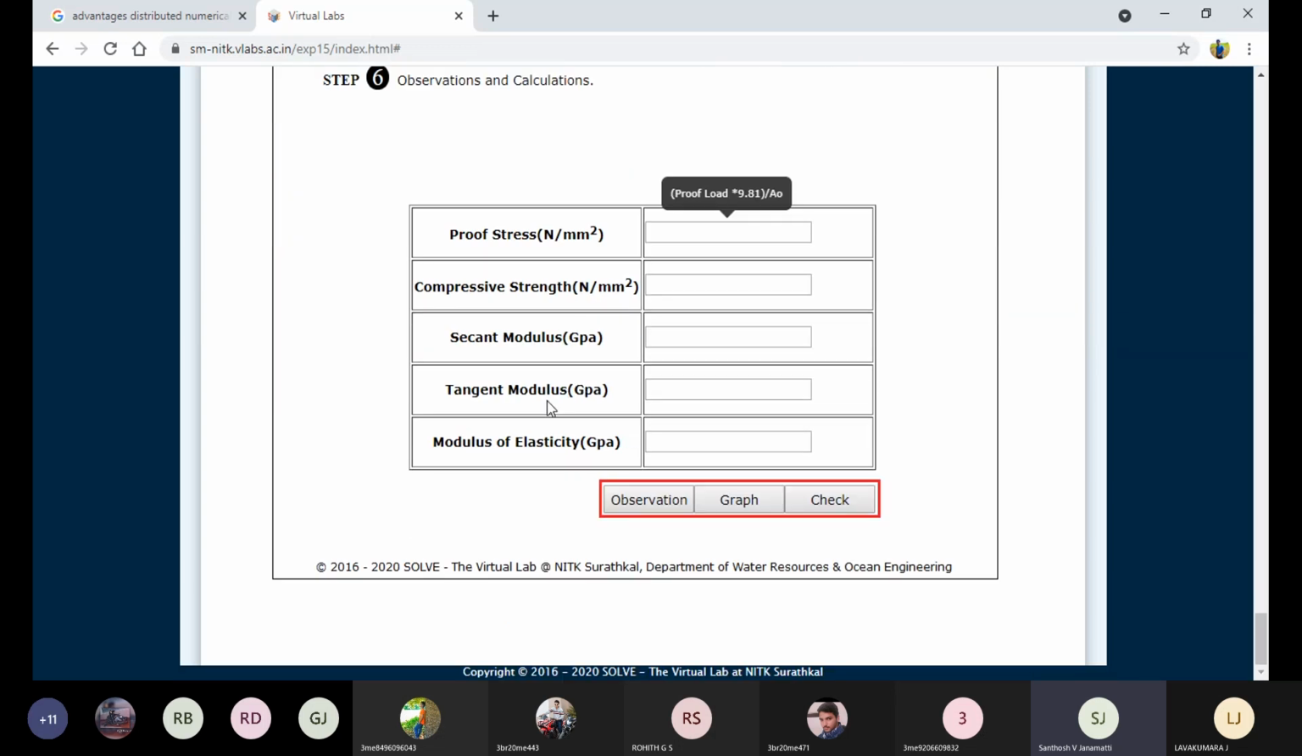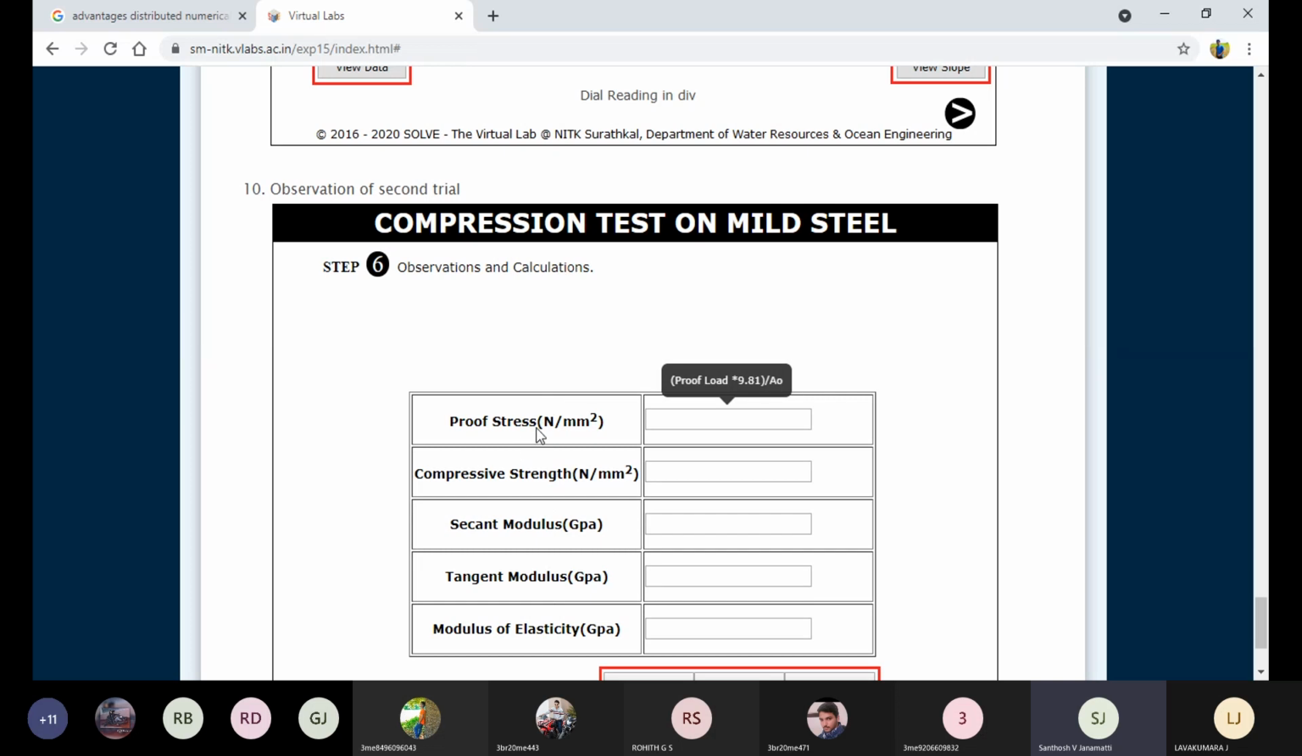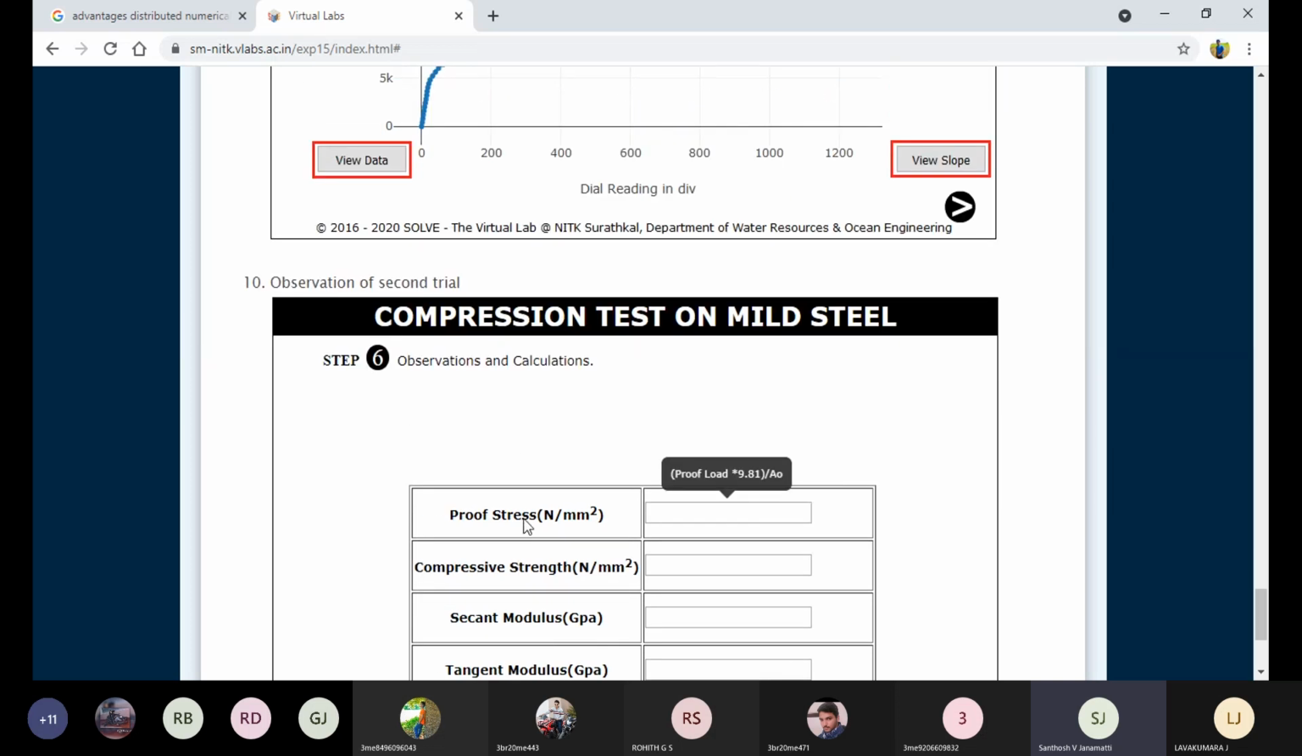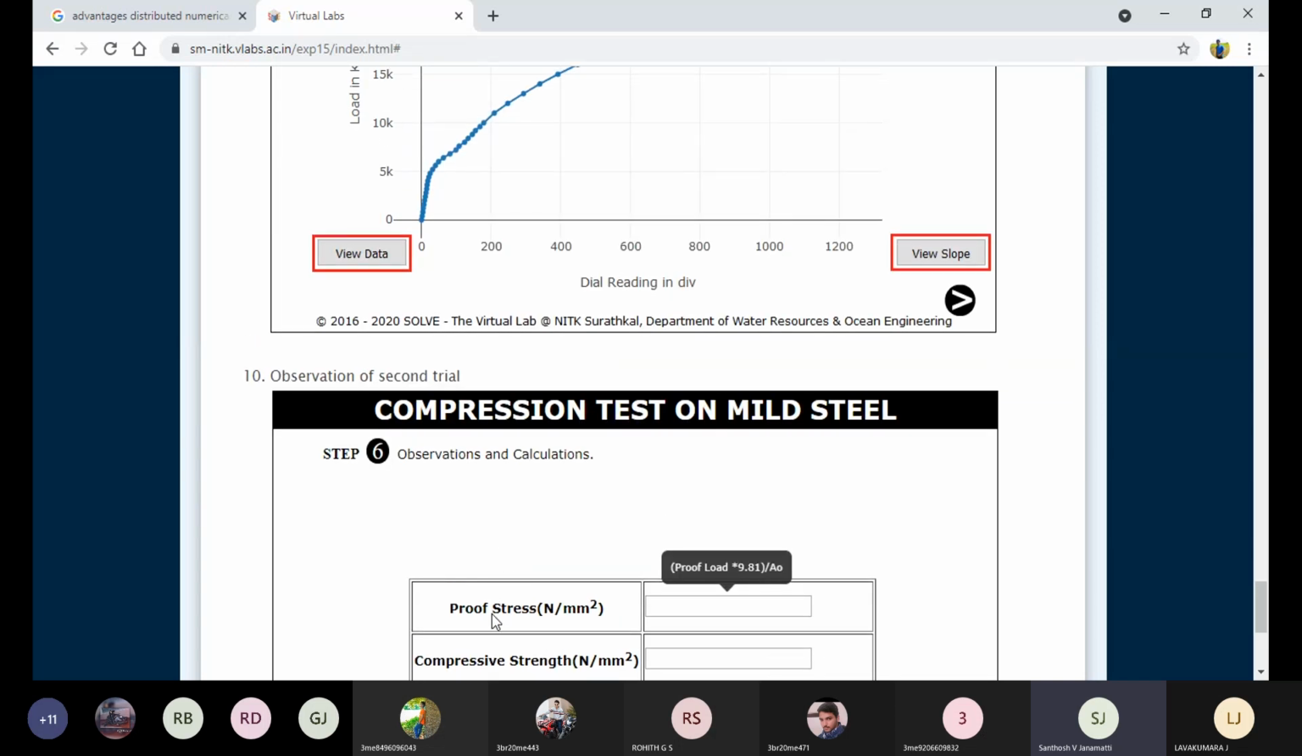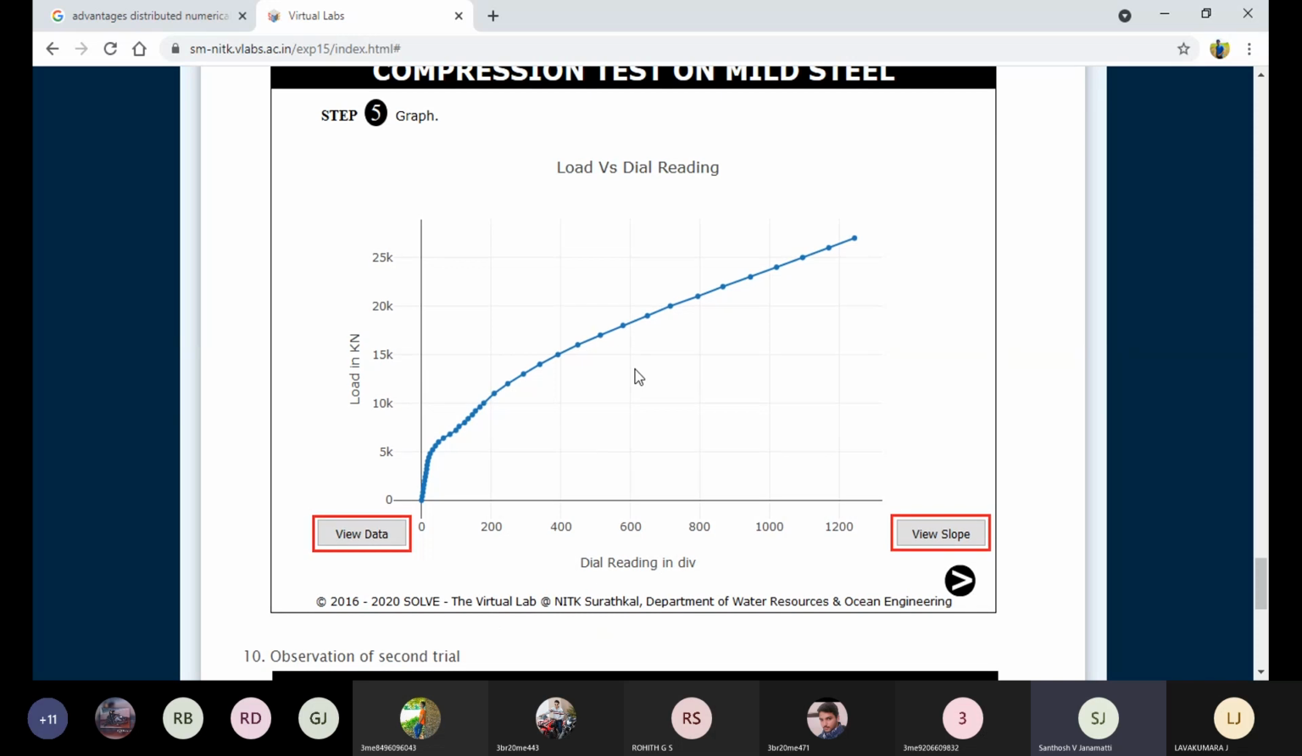You have already discussed this, so I will not go into too much detail. If you want to know about the proof stresses in detail, you can contact me personally. I think you already studied this.